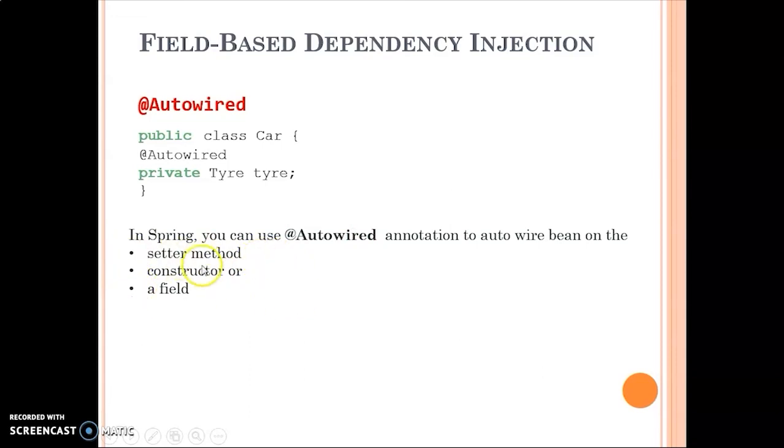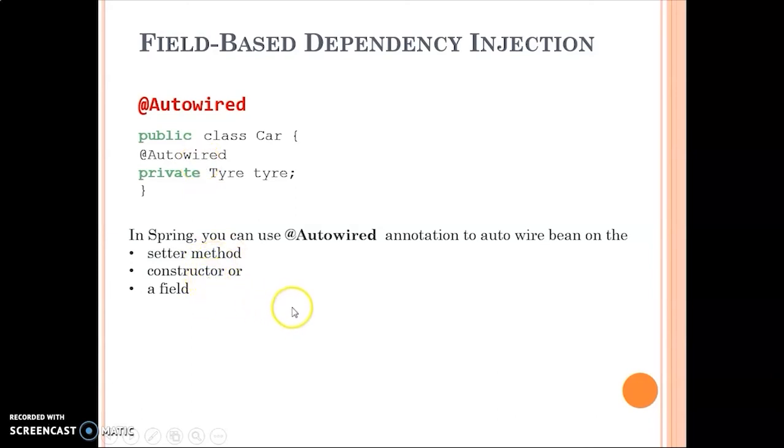We can use it over the constructor, or we can use it over a field. The way you can see here in this particular example, it is getting used over the field. So this will automatically try to find the dependency and implement it. This is basically field based dependency injection that you are seeing here as an example, but the autowired annotation, as I mentioned earlier, can be used on setters and constructors also.